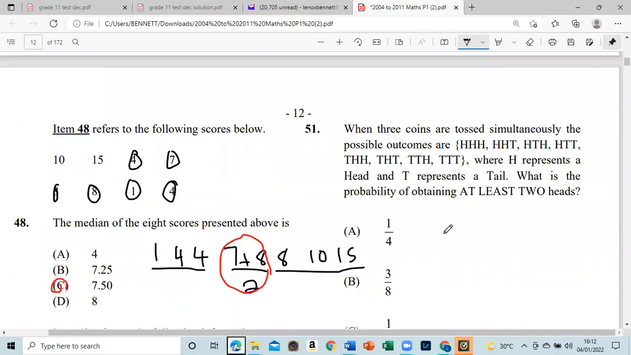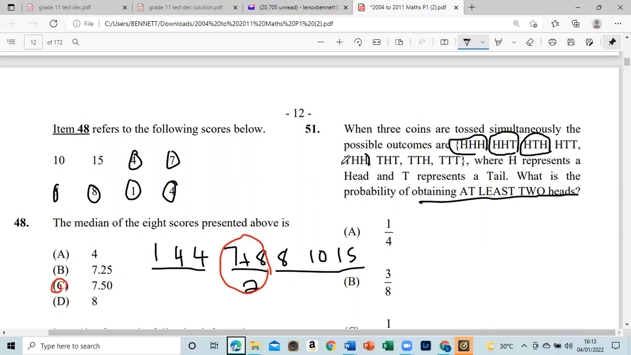Probability now. When 3 coins are tossed simultaneously, the possible outcomes are head, and so on, where H represents a head and T represents a tail. What is the probability of obtaining at least 2 heads? Alright, so at least, it can be more than 2 heads, right? No, it can be 2 or more, right? So it's a 3, plus, yeah, it's like 4.